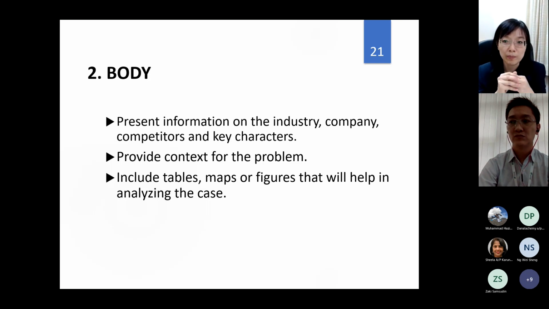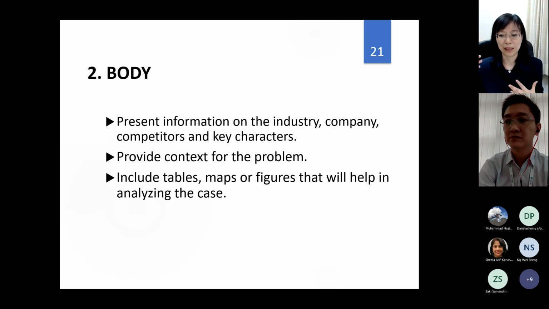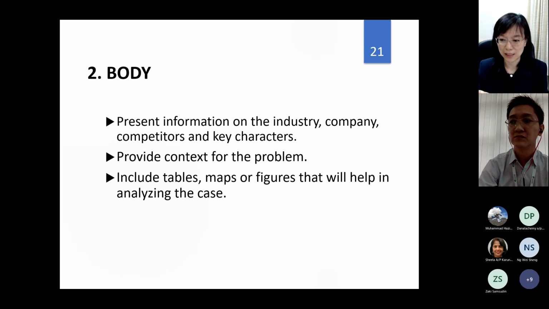Okay, and a good tip here is to think of what questions you want to ask in your teaching note, so that you can put the information inside your body. That's what I do. I will think of potentially what are the key theories or concepts that I want to highlight in this case. And then I will write it into the case itself, so that the information is as complete as possible for the analysis to take place.